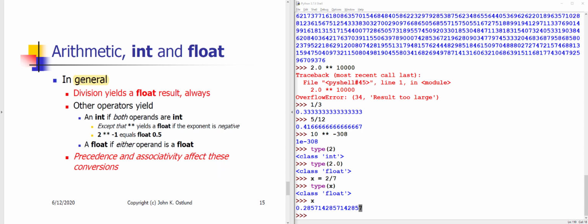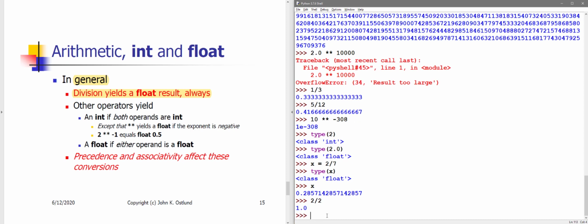All right, so here are generally the rules when we combine the arithmetic operators with the int and float data types. It turns out in Python, I should say in Python 3, that division always yields a float, no matter what. So if I compute 2/2, well, 2/2 should be exactly 1. It is exactly 1, but it's not represented as an integer 1. It's represented as a float 1.0.